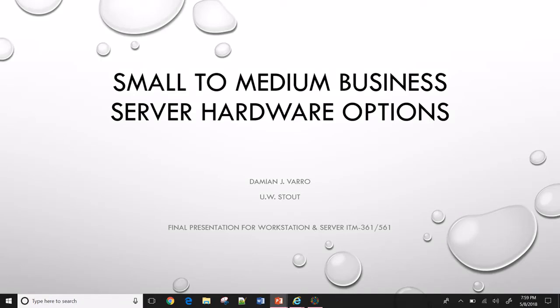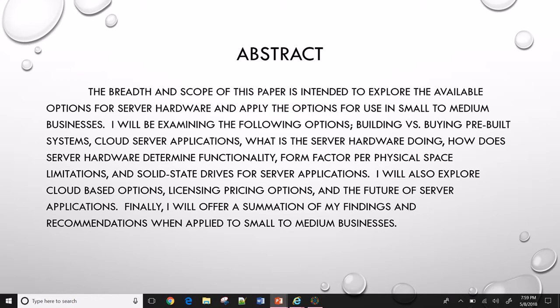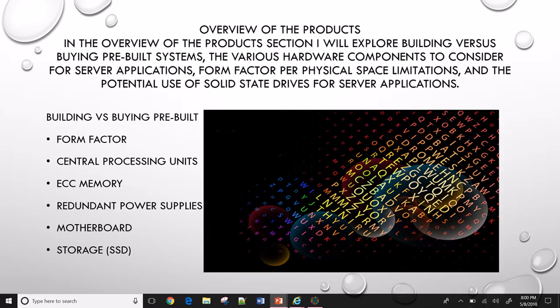This is my small to medium business server hardware options presentation for workstation and server. Firstly, we need to look at buying versus pre-built. The overview of products. Some things we need to consider are the form factors, central processing units, ECC memory, redundant power supplies, motherboard, and storage solutions.